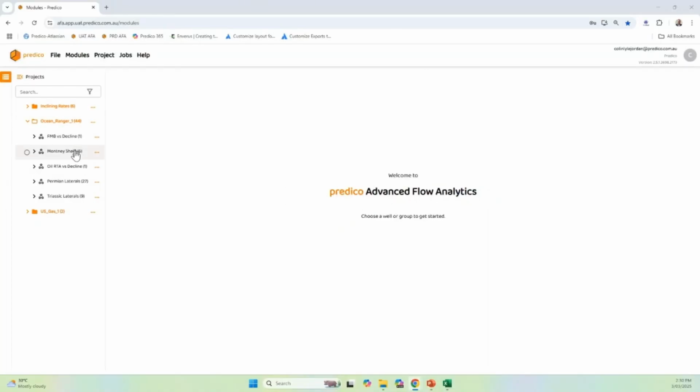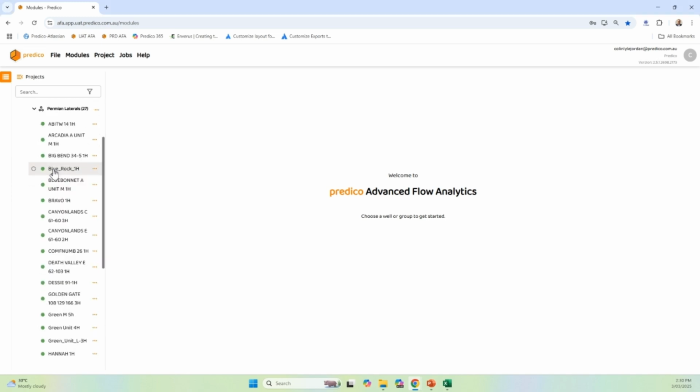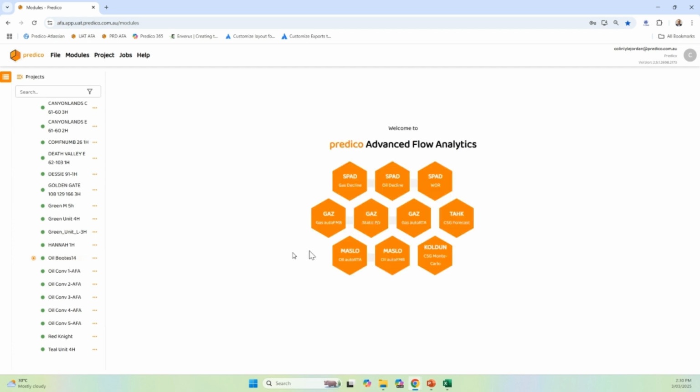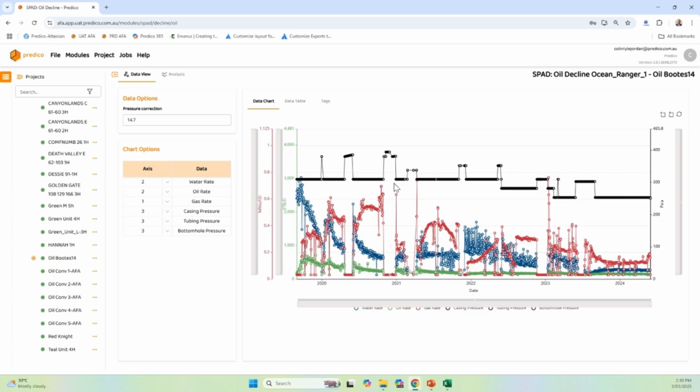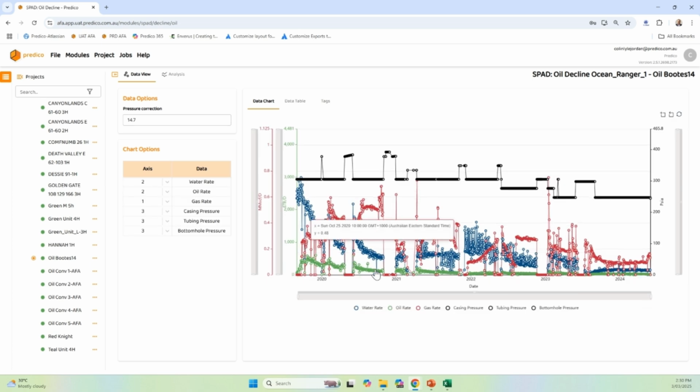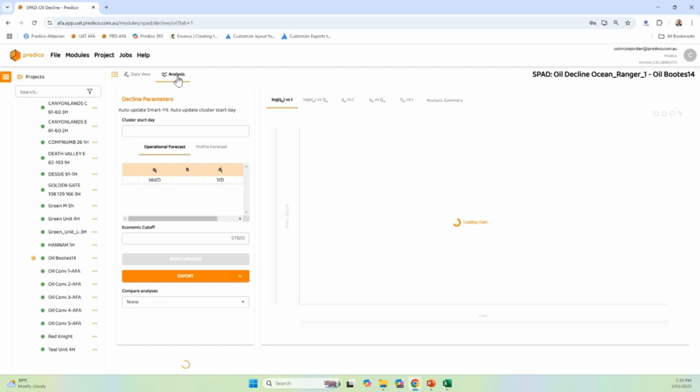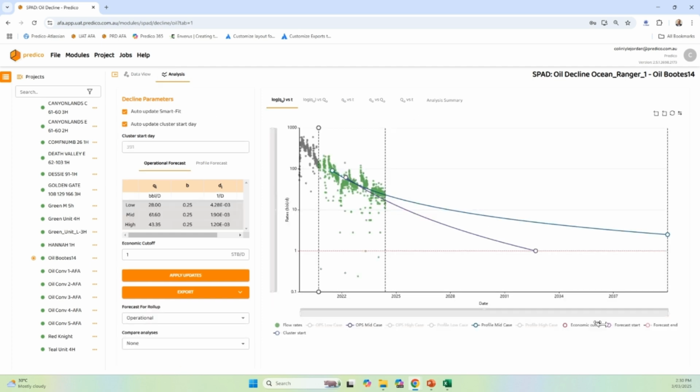Hello, we're going to look at another Permian well within our group run of 44 wells. This time we're going to focus on oil boots 14. Let's take a look at our oil decline. We've got oil, water, gas rates, and intermittent, average, not great pressures, but pressures to work with. We see our automated decline.